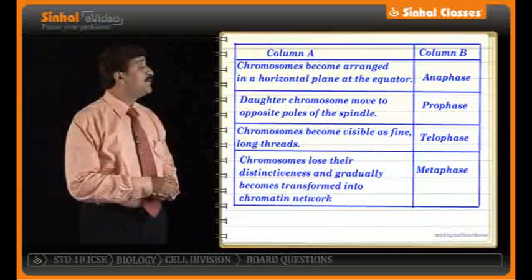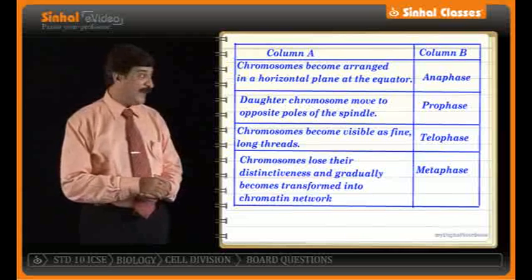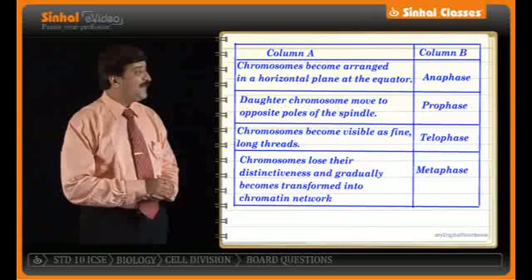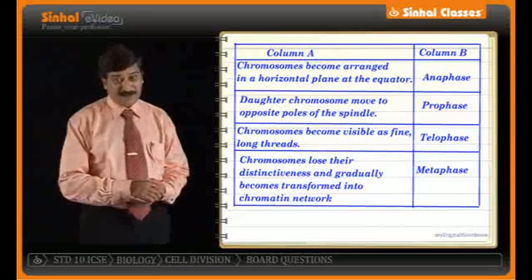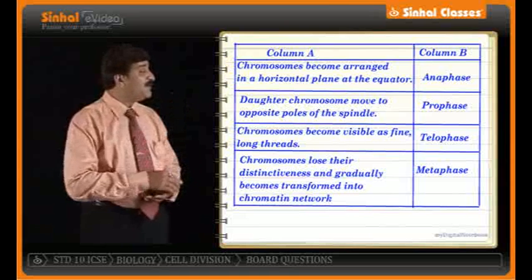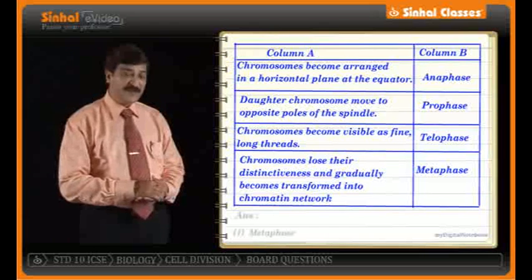The first one is chromosomes become arranged in a horizontal plane at the equator. Look at the other side. It is anaphase, prophase, telophase, and metaphase. So what should be the right answer for the first one? It is arranged where? At the equator. So the answer should be, it is metaphase.